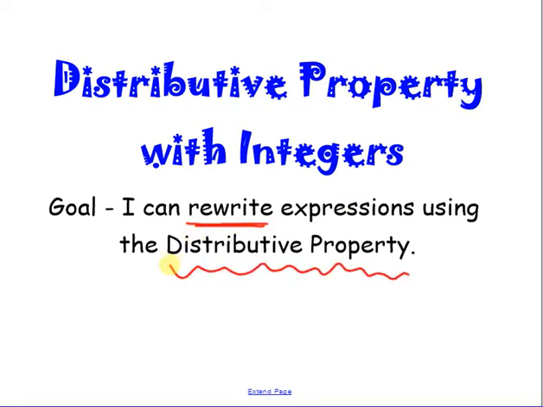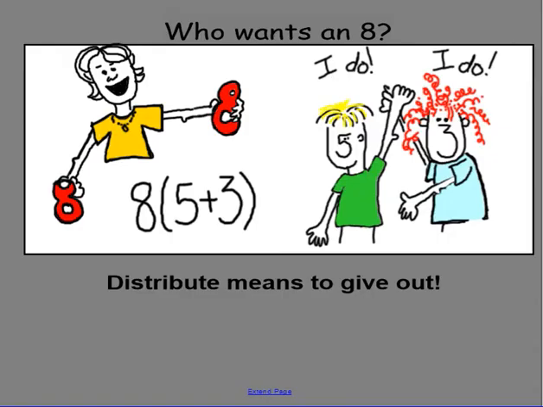And just keep in mind, when your teacher asks you, please distribute these papers to the class, all they're asking you to do is pass out. And that's exactly what distributive property is. We're passing out one number. Distributive means to give out.